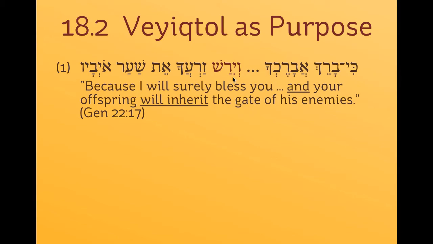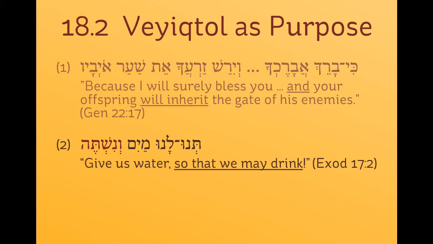So I will surely bless you. This here is a yiqtol, and then here is a veyiqtol, where it also means will in the same sense that this means will. Number 2 shows you that when a veyiqtol follows an imperative, it indicates the purpose for that imperative. I'll read number 2. Tenu lanu maim venishte. Give to us water and we will drink means so that we may drink. The reason why the people wanted Moses to give them water was so that they would drink.